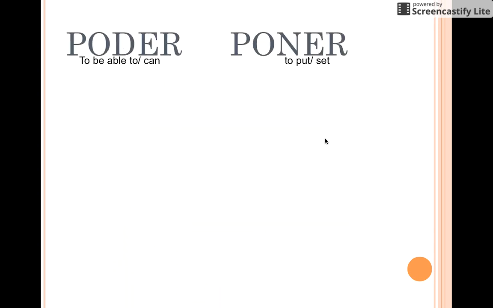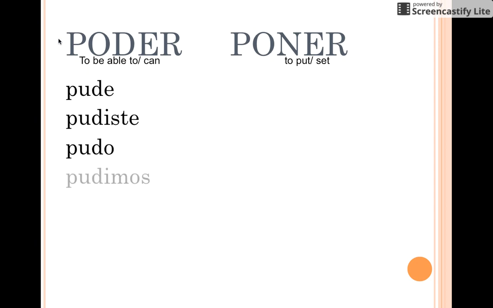All right, we have poder and poner. These two verbs look very similar with just a difference in a letter, so be careful with those. So poder is to be able, or to be able to, or can, and your conjugations are pude, pudiste, and pudo for your singular forms. Pudimos and pudieron as your plural forms. Again, you can just add your chart for that as well, or you can just have them just like this and just remember which ones are singular and which ones are plural.